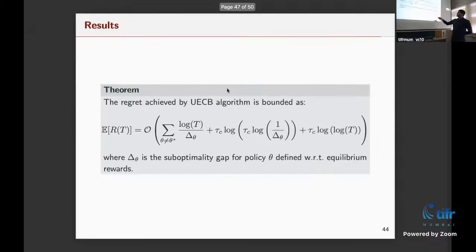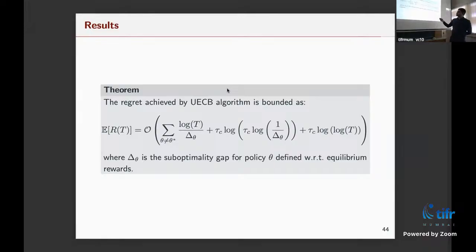Which I have very conveniently not written here, but this is the expected regret. The first term is the standard log t by delta theta. This is the instance-dependent bound, not the minimax bound, where delta theta is the suboptimality gap for the policy. We have two additional terms, and both of them scale linearly with tau c.